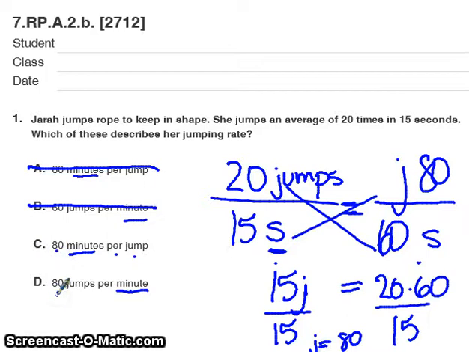How do I know between those two which one is correct? Here, my ratio says 80 jumps in 60 seconds. Which one of these says 80 jumps in 60 seconds? If you look at this carefully, it says 80 minutes per jump. That's like saying you have one gigantic jump and it took 80 minutes for that one jump. That's a little crazy. D is the correct answer for that particular question.